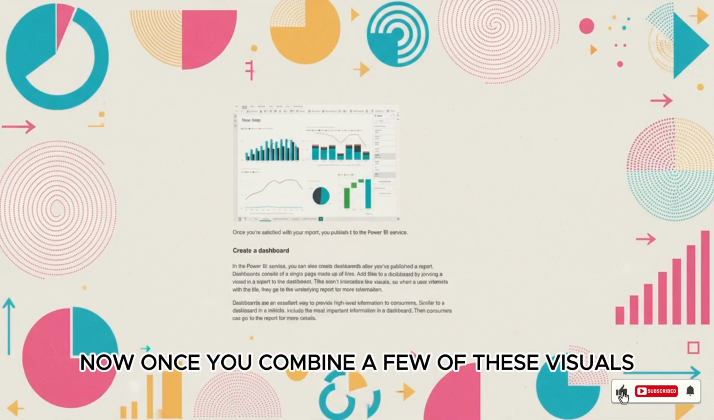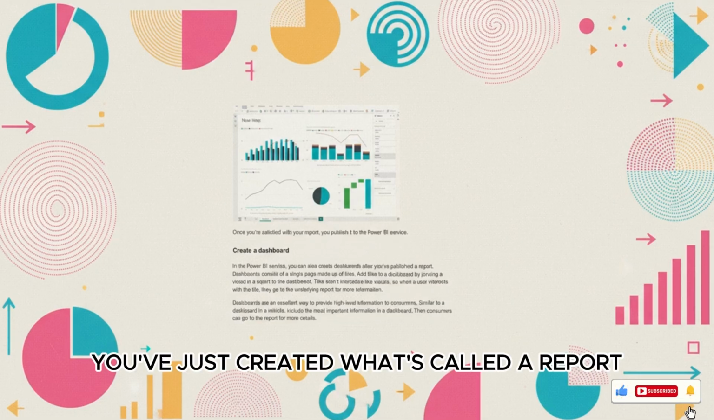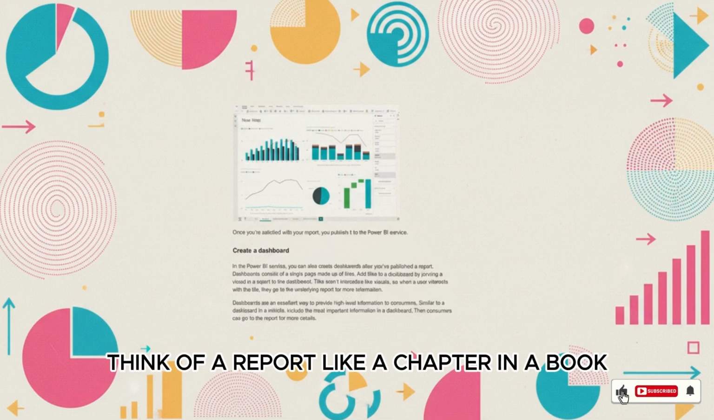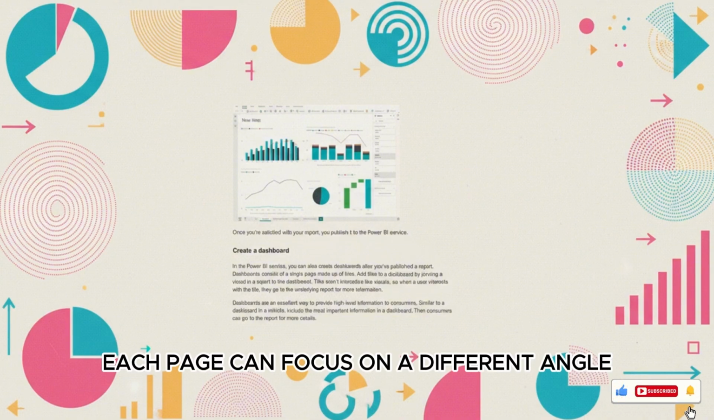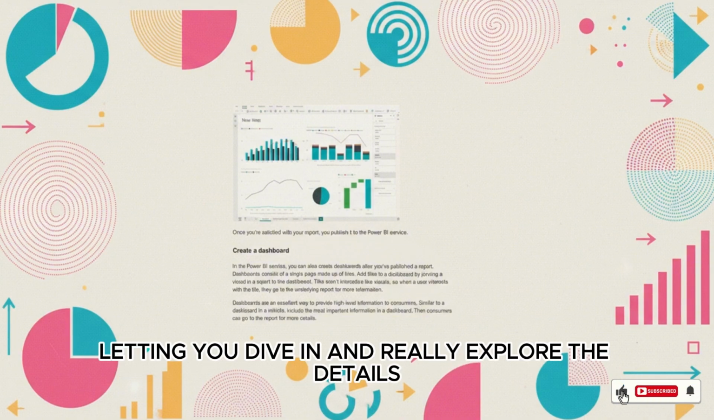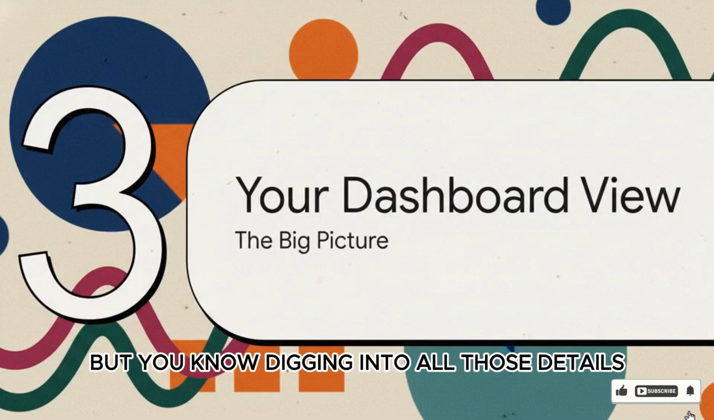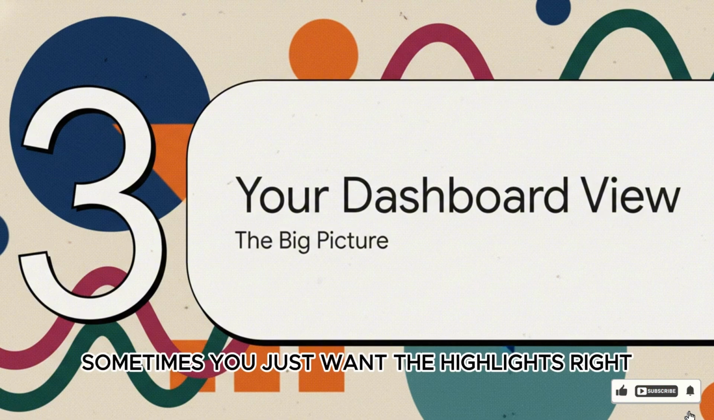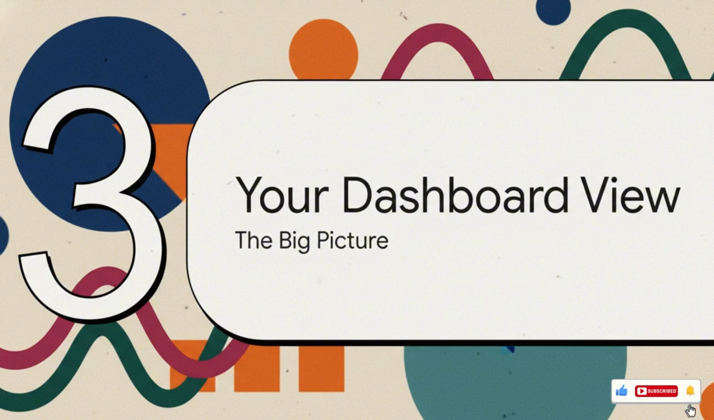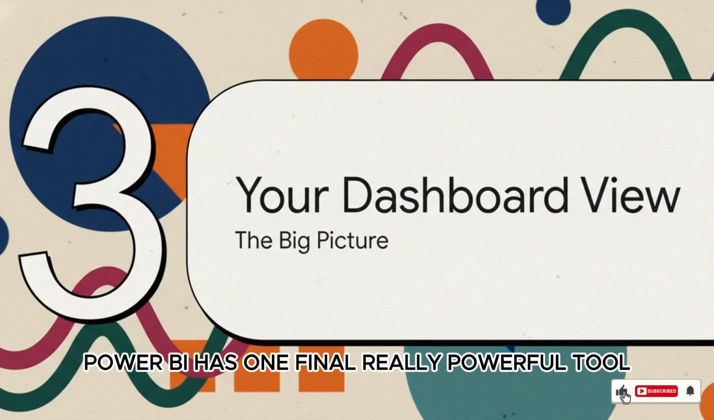Now, once you combine a few of these visuals onto a single page, you've just created what's called a report. Think of a report like a chapter in a book about your data. Each page can focus on a different angle, letting you dive in and really explore the details. But, digging into all those details isn't always what you need. Sometimes you just want the highlights, right? The big picture, at a glance. And for that, Power BI has one final, really powerful tool.